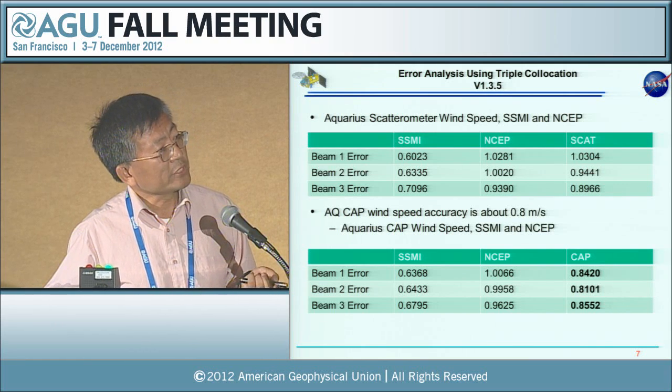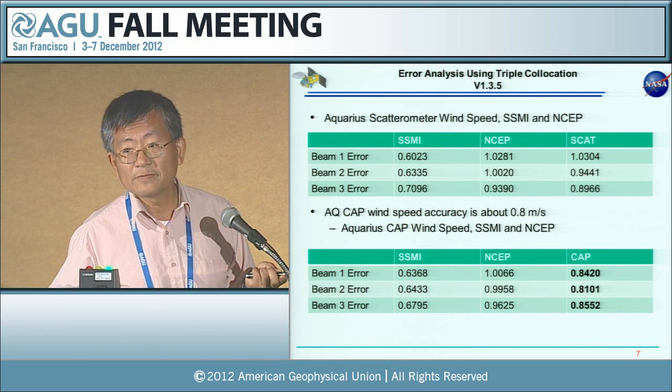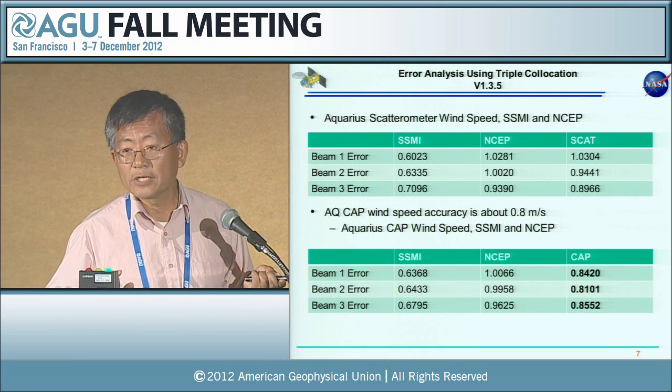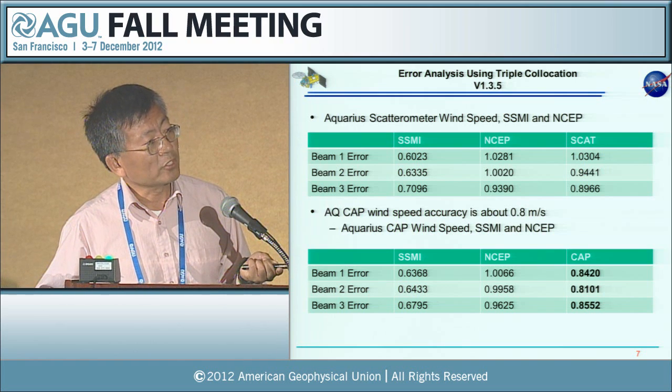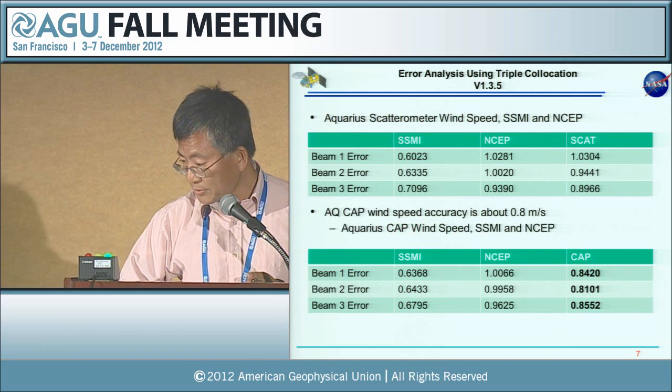And when we use the data from the first few months, in fact, we were able to get about 0.75. And I think there is still probably some kind of calibration issue that we need to work on. Once we improve that, I think we can improve the scatterometer wind speed a little further, probably even down to about 0.7 meter per second range.